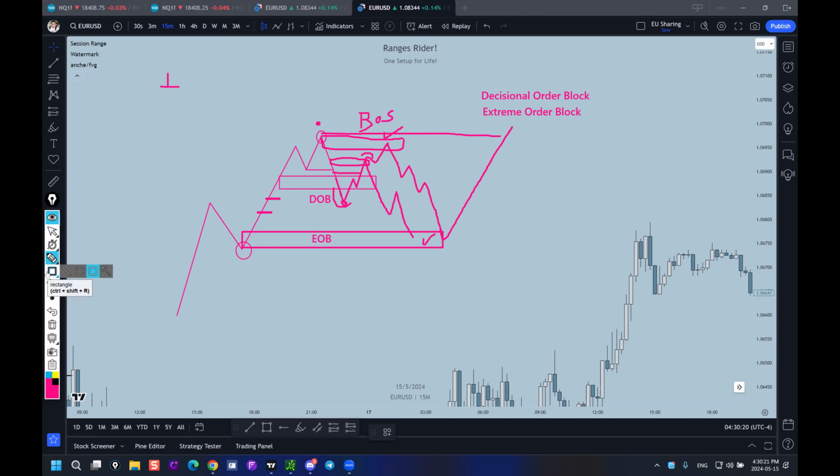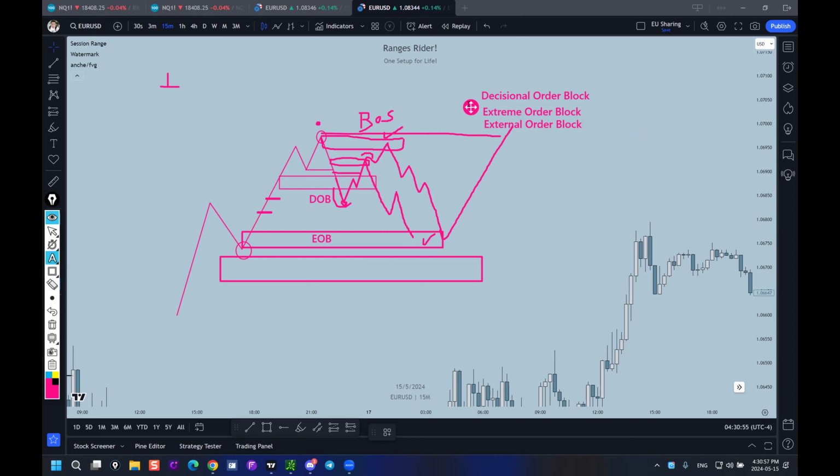And third, the most important one, we have only 3 order blocks. We will never use any other kind of POIs or any other kind of order block. So it means I removed all kind of objectivity from the trading, that we don't have any point of interest except the decisional order block, extreme order block, and the external order block. And the external order block is what? That used for the inducement on the higher time frame, which we explained before.